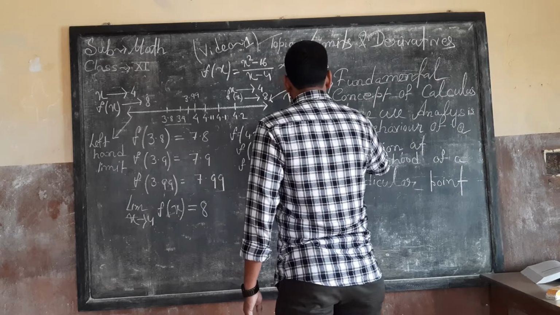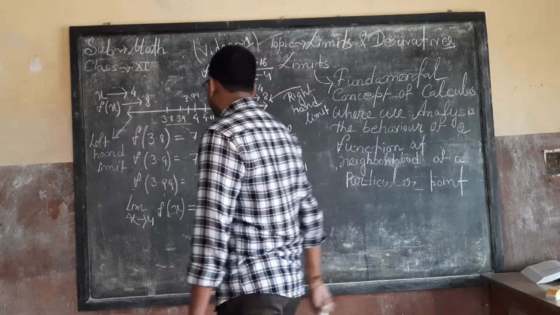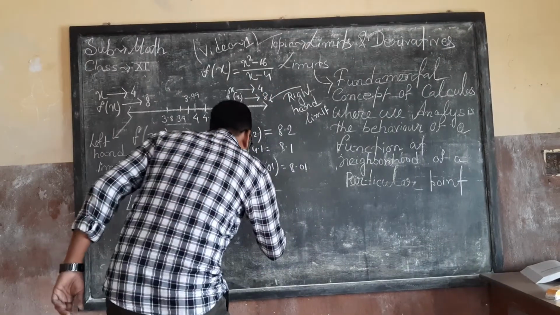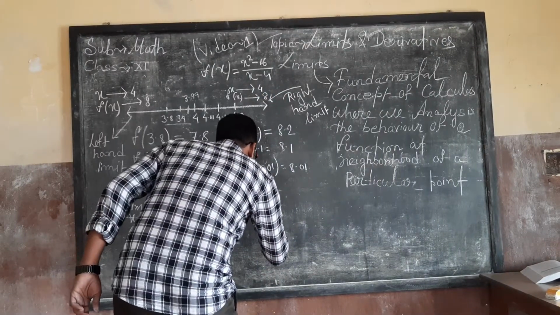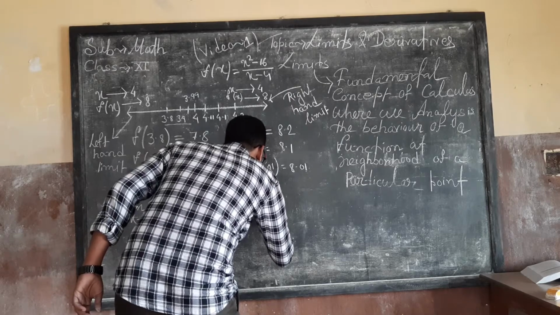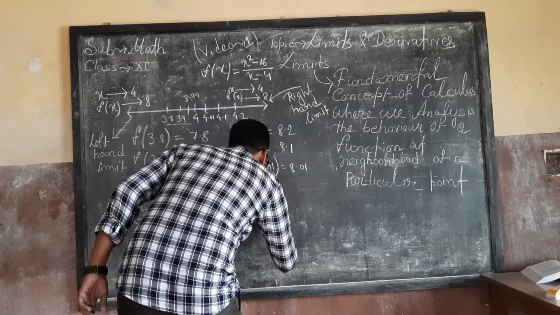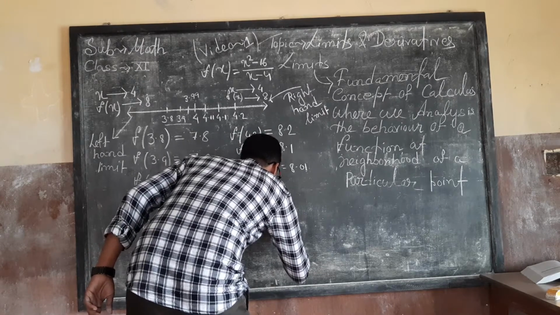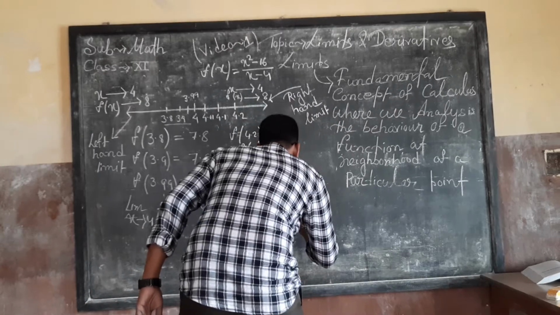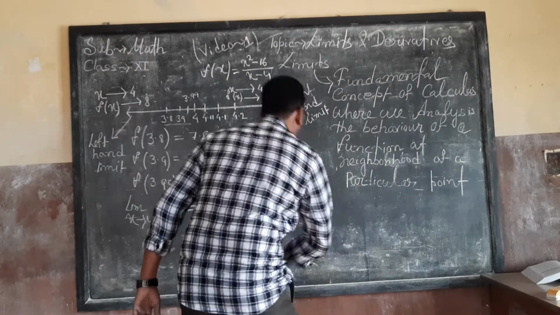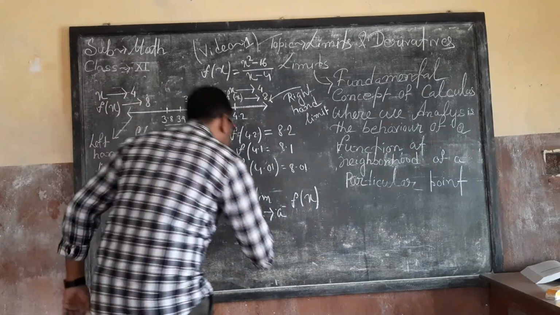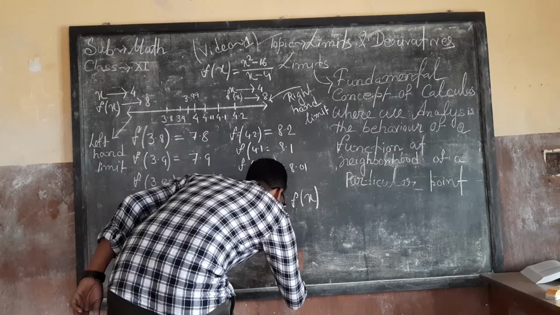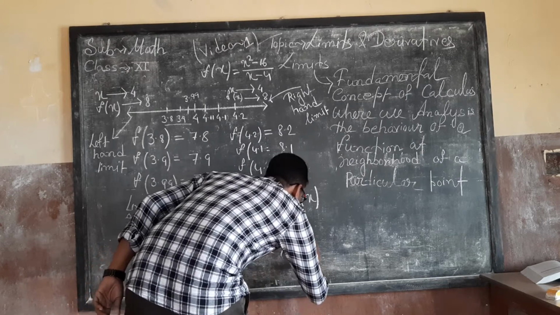Okay, and the notation of this left hand limit and right hand limit is the limit x tends to a minus f(x). This is the notation for the left hand limit, and the limit x tends to a plus f(x).